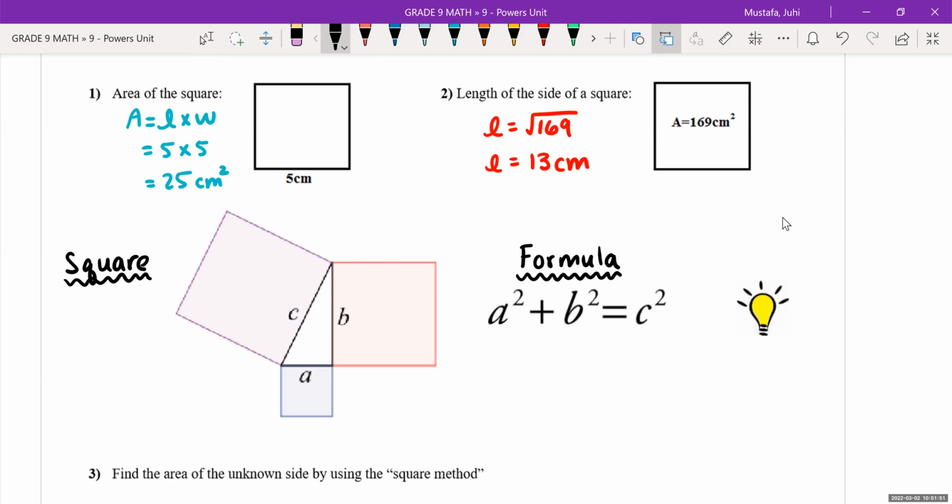The square method is not often taught a lot. How many of you have learned the square method of the Pythagorean theorem? Yeah, I would assume not a lot. So let's actually begin with the formula, because that's something you're very comfortable with.